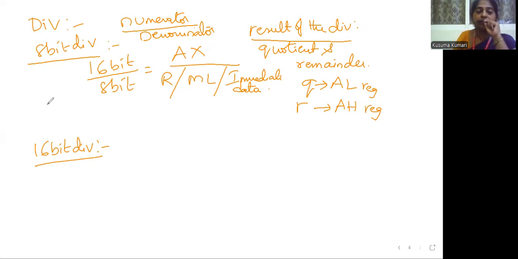Just a simple example. Here, the numerator is compulsorily available in the AX register, so we need not specify the numerator in the instruction. We only specify the denominator. For example, DIV BL. Then what does it mean? AX divided by BL. Similarly, DIV 15 hexa means AX divided by 15 hexa. That is the meaning of this.